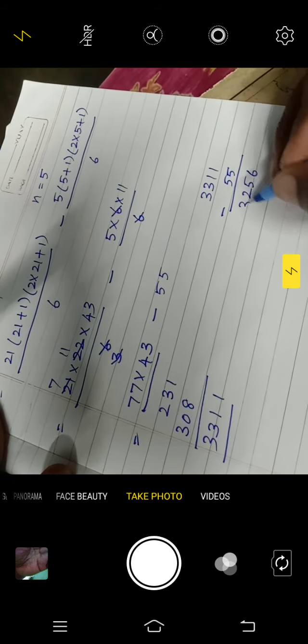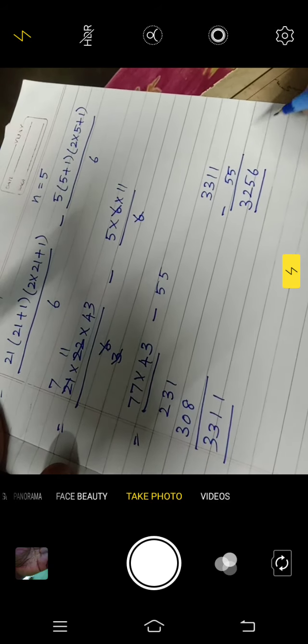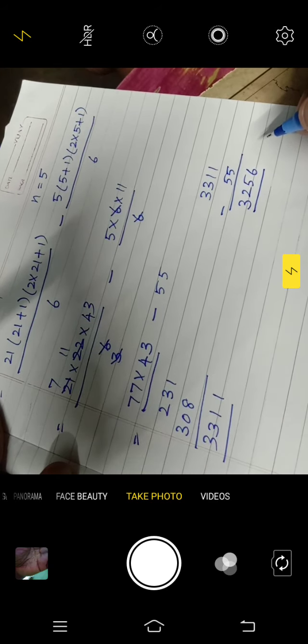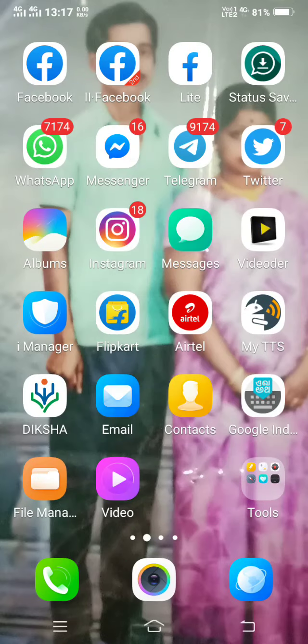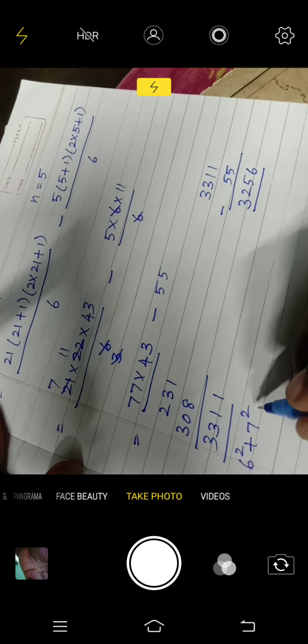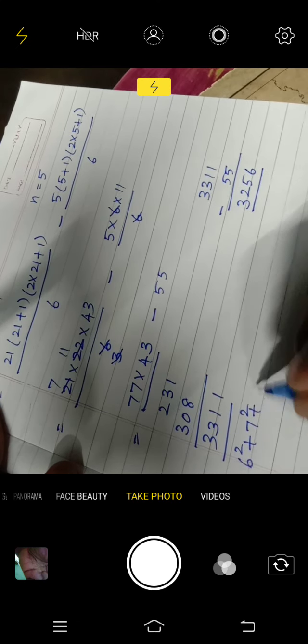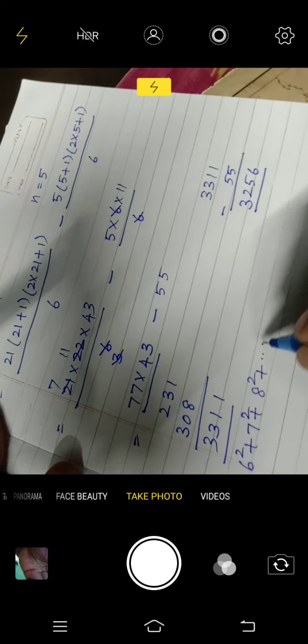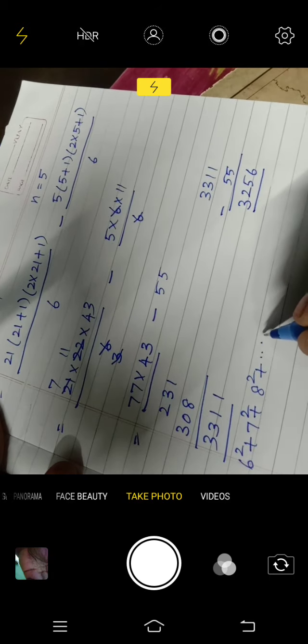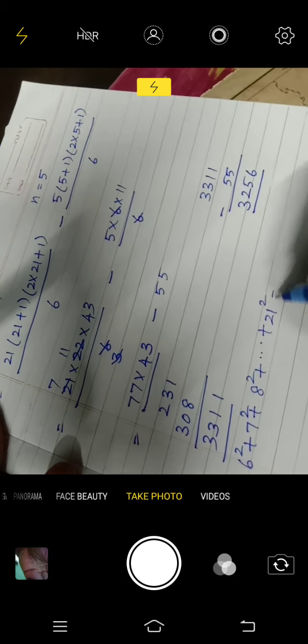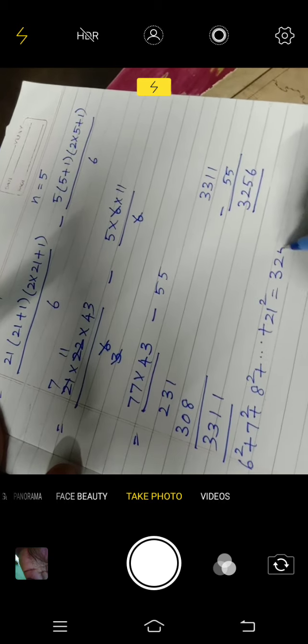3 7s are 21, 4 7s are 28, and so on, 77 into 43 minus 55. I'll borrow this. So the answer is 3256. 6 square plus 7 square plus 8 square plus etc. plus 21 square is equal to 3256.